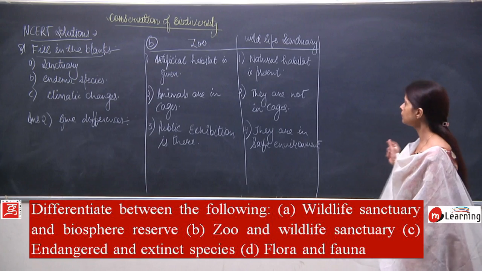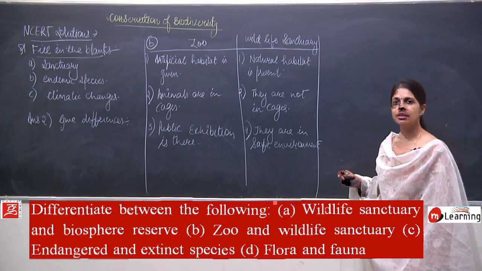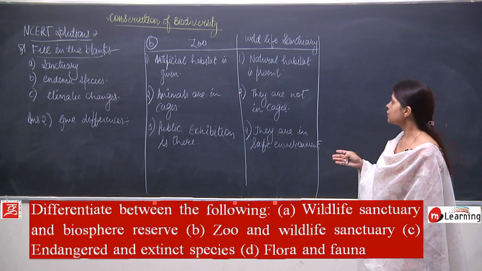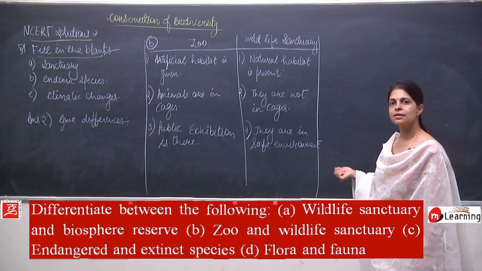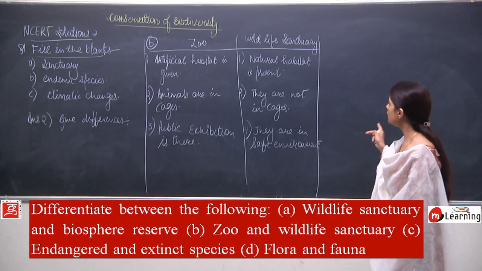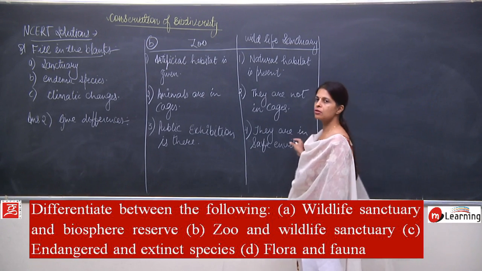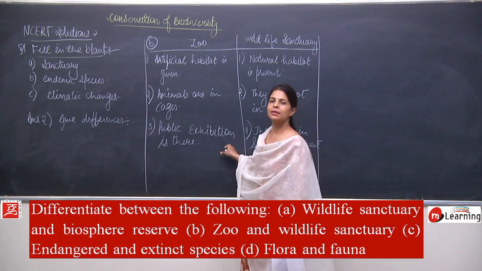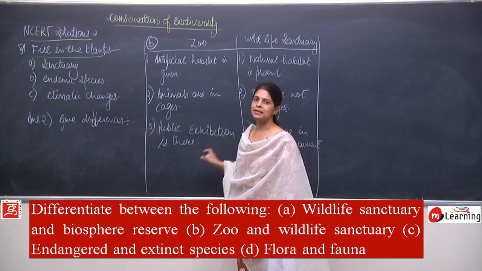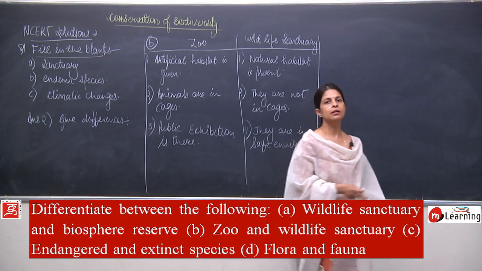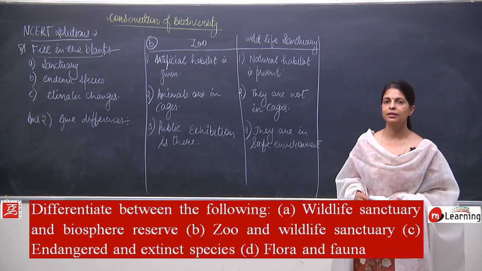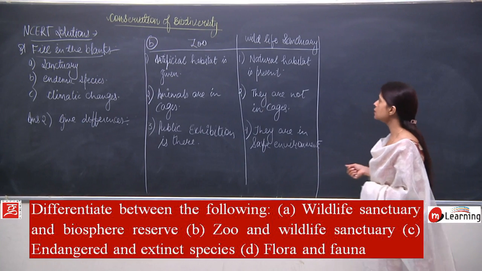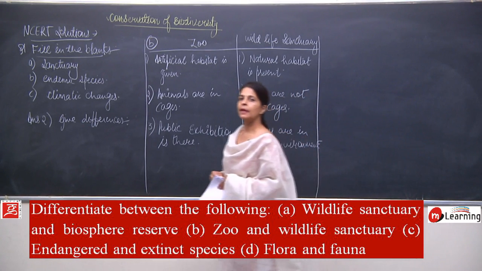So zoo is an artificial place where the animals are kept in the prison. Here the animals are not kept in the prison. Here the natural habitat is not given, whereas in sanctuaries the natural habitat is given. Here their habitat is also safe. Definitely we cannot kill the animals in zoo also, but the public exhibition sort of thing is there, like the animals are there in the cages and everyone visits there, isn't it? But in sanctuaries it is not the thing.